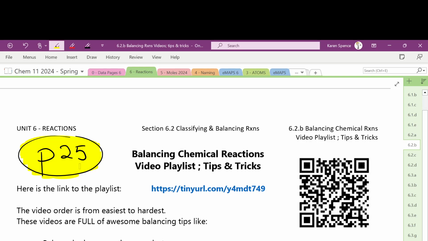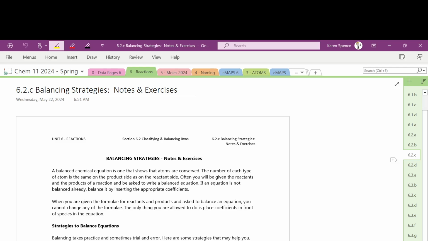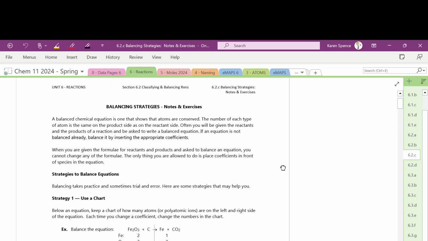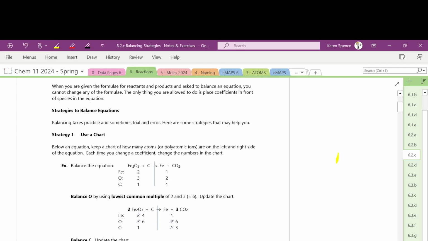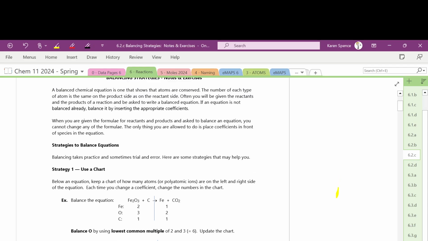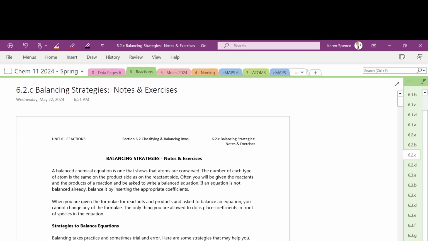If you are finished and you would like to work ahead, you can start looking at page 27, but we'll be going through it together in another minute or two anyway.